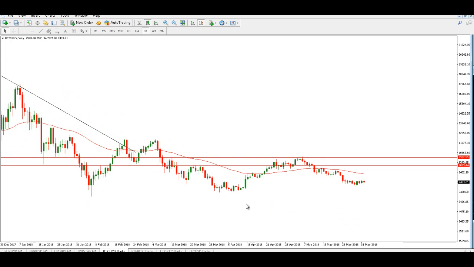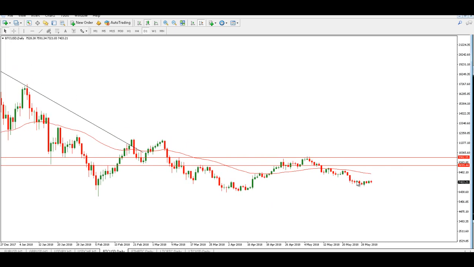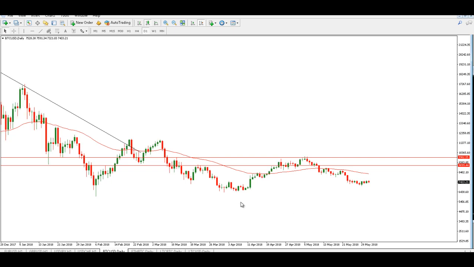But me personally, I really think that this market will probably hit either around the 4,000 mark or the 3,000 mark. And I know that sounds crazy, but I think it has the potential to go that low.